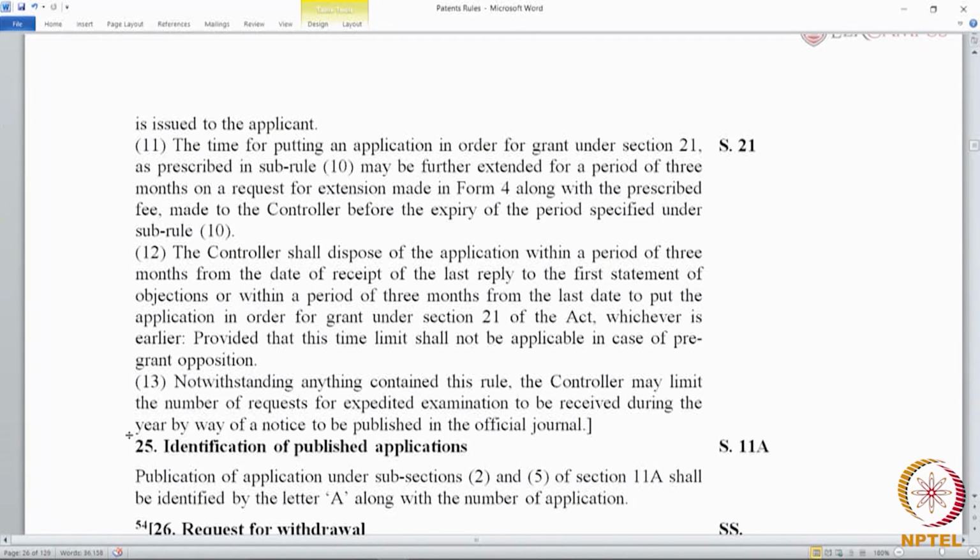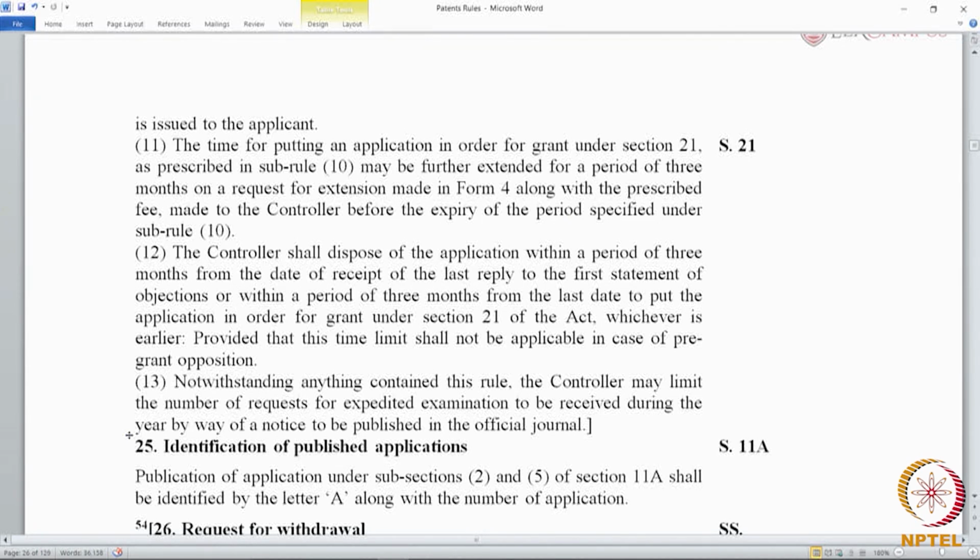Subrule 11. The time for putting an application in order for grant under section 21 as prescribed in Subrule 10 may be further extended for a period of 3 months on the request for extension made in form 4 along with the prescribed fee made to the controller before the expiry of the period specified under Subrule 10. So, before the 6-month period expires, you can make a request for extension of time by filing form 4 and you will be granted a further period of 3 months. So, the 6 plus 3 formula that we saw in 24B also applies here.